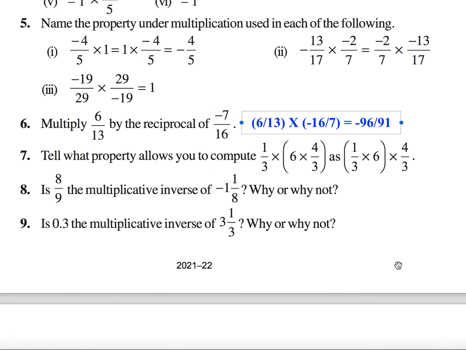Tell what property allows you to compute 1 by 3 into 6 into 4 by 3. Yes, 1 by 3 into 6 into 4 by 3.